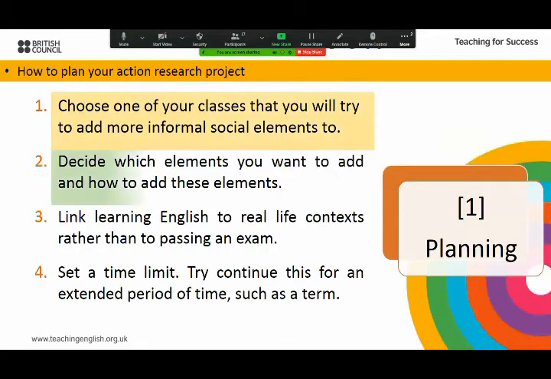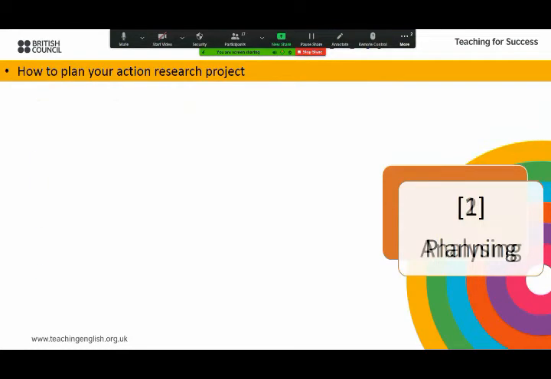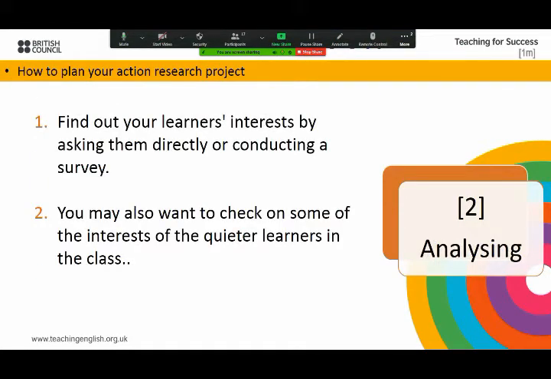The second step is analyzing. So you should find out your learners' interests. You should ask your learners about their interests by asking them directly or conducting a survey. Number two, you may also want to check on some of the interests of the quieter learners in the class.